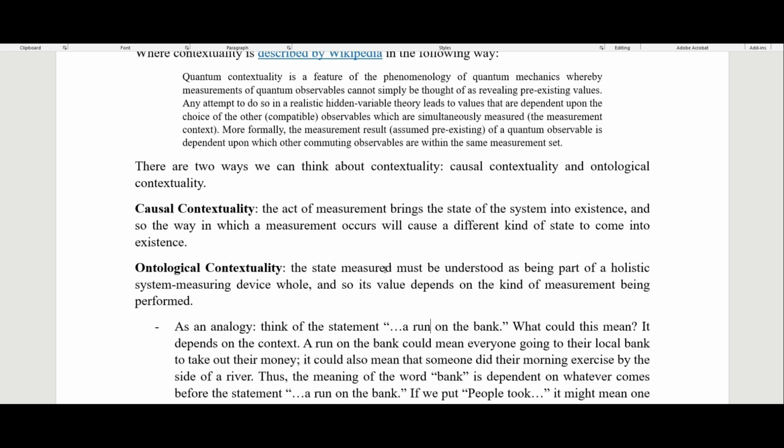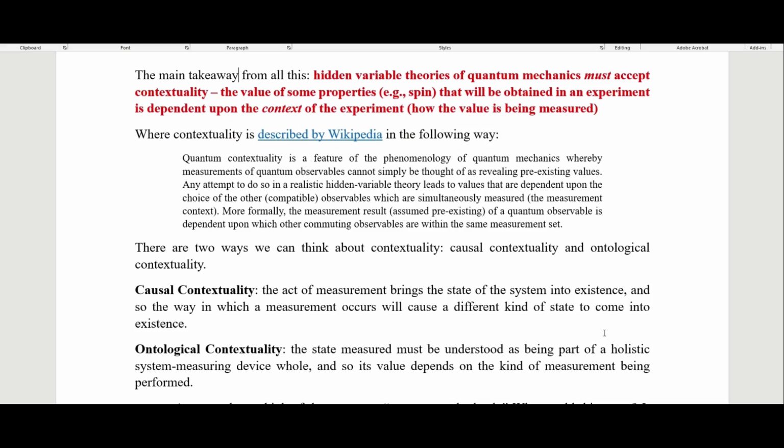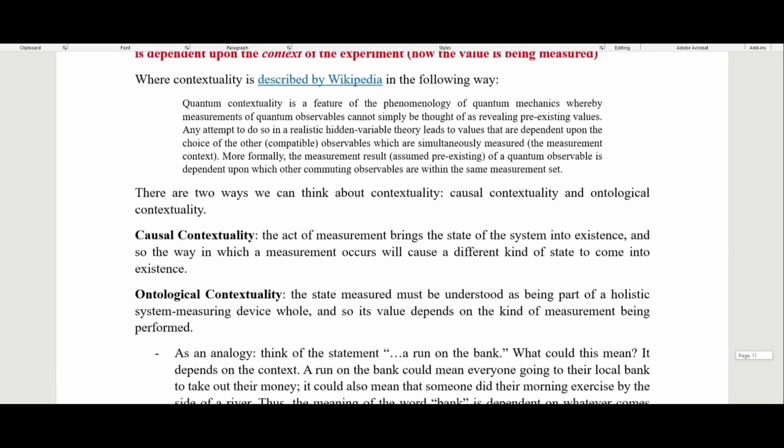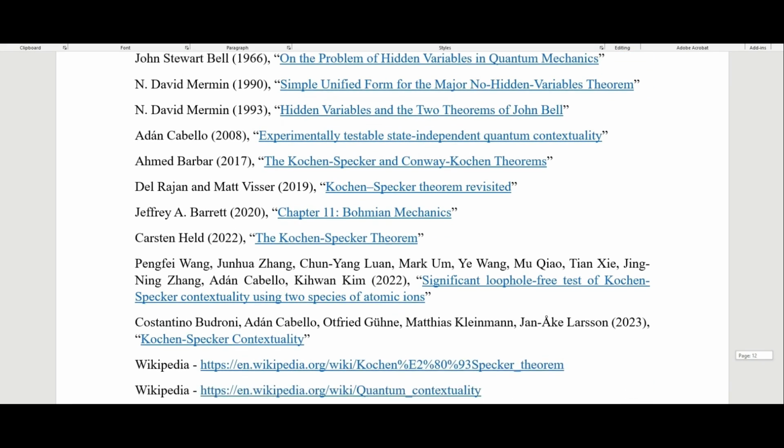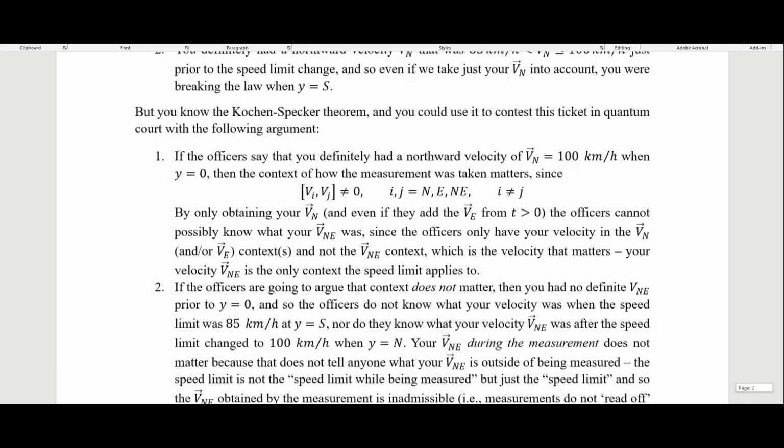So again, the take-home message for this is that hidden variable theories of quantum mechanics must accept contextuality. The Bell inequality says they also must be non-local, and we'll get into that in future videos. But for the purpose of this video, hidden variable theories of quantum mechanics must accept contextuality, and that's what the Kochen-Specker theorem talks about. The Stanford Encyclopedia entry on this, by Karsten Held, goes through some of the ways that you could try to escape the Kochen-Specker contradiction by denying one of the other three postulates.